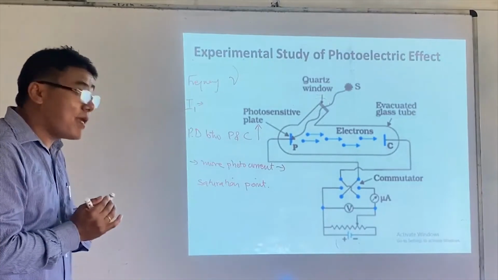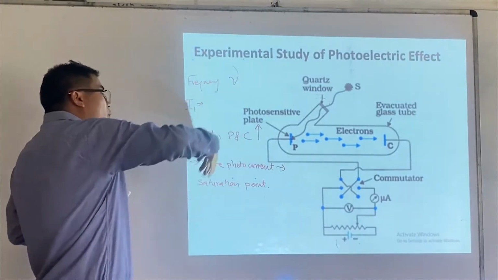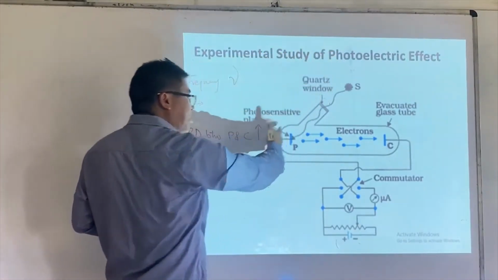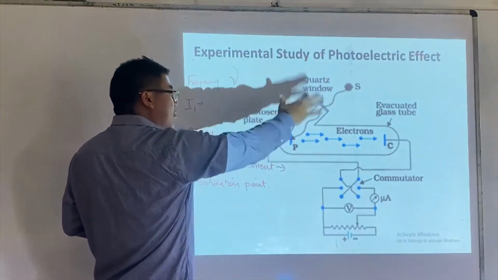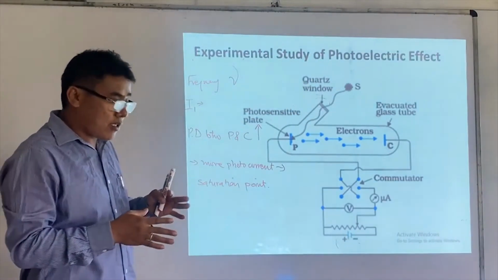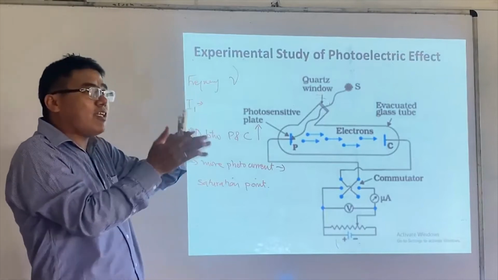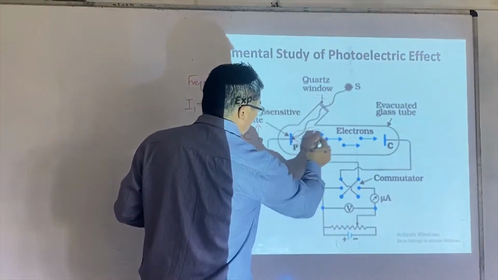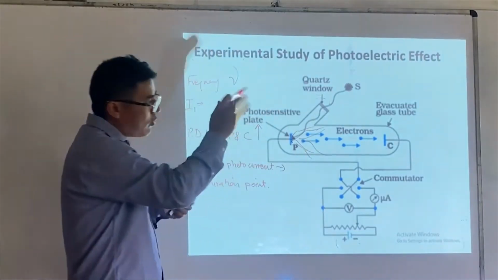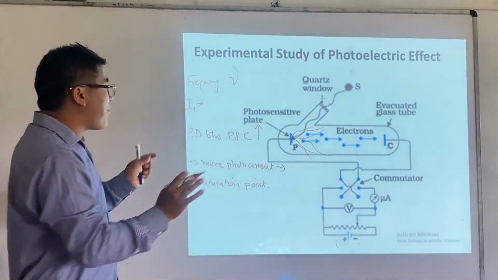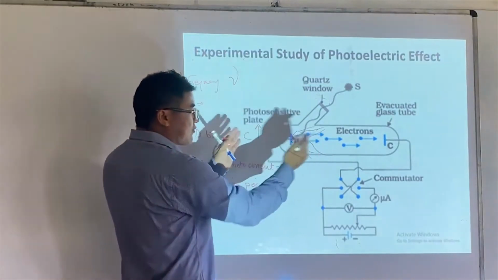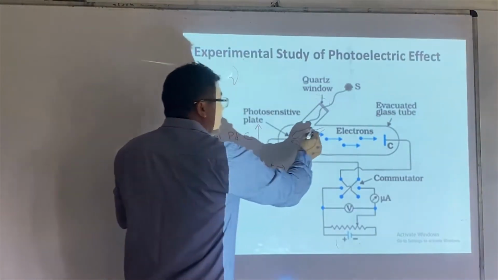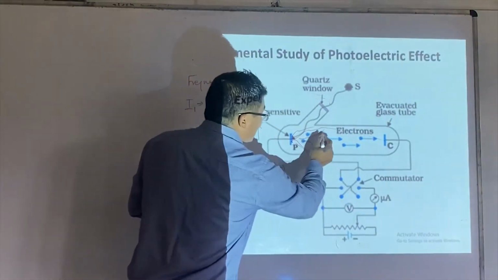That means when light falls on the metal surface, electrons are being removed. Electrons are not removed in a very regular way. Electrons can be removed in all directions. So what happens if I apply a potential difference? If I apply a potential difference, the electrons are being attracted.